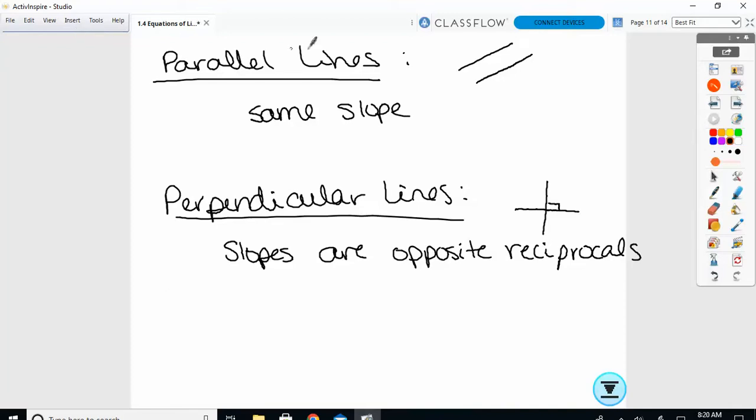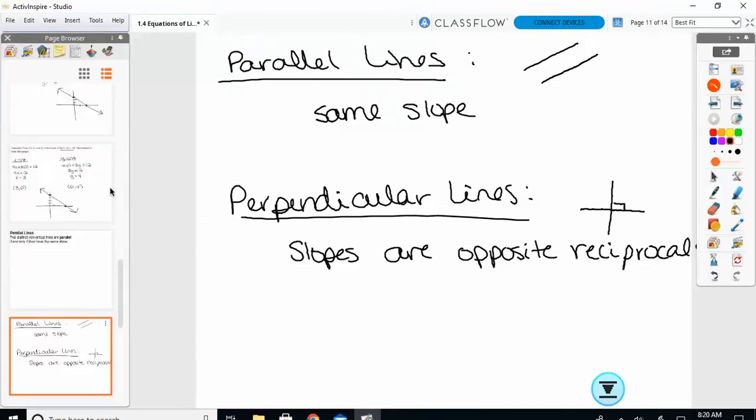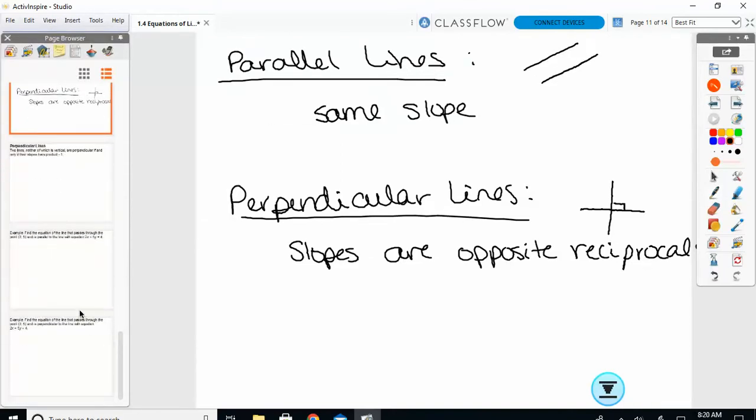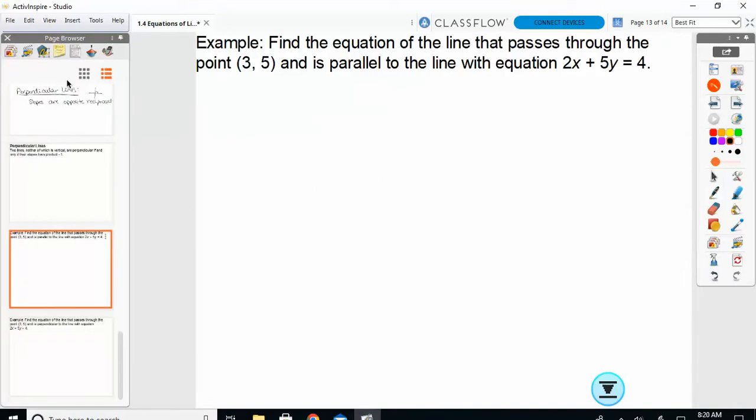We'll do an example of each of these and then be pretty well done. Okay, so if I ask you for the equation of the line going through the point (3,5) and parallel to 2x plus 5y equals 4.